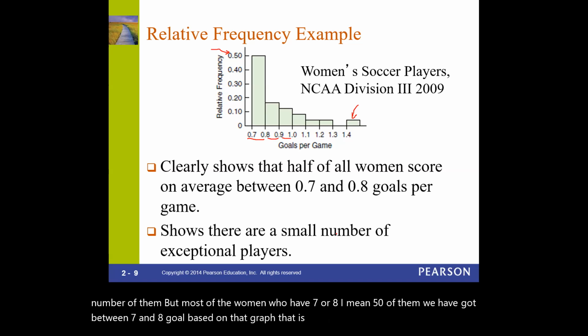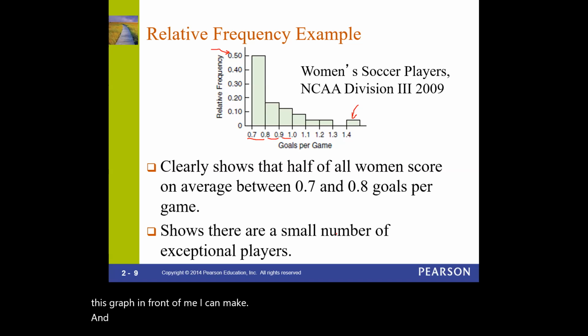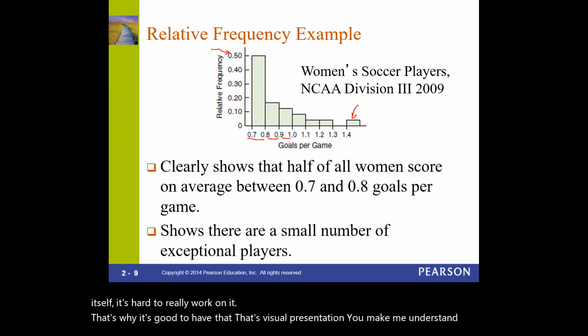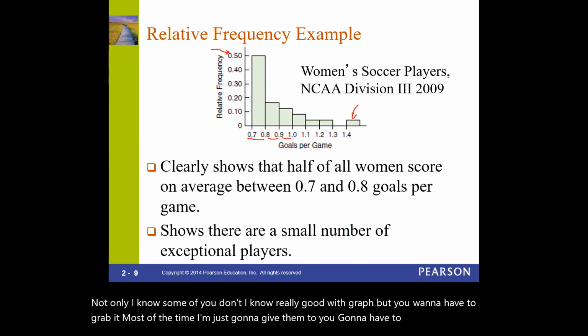All right. So when I have this graph in front of me, I can make interpretations, I can make inferences, so I can have an idea. But if I'm given the raw data itself, it's hard to really work on it. That's why it's good to have that visual representation. It makes me understand better. I know some of you are not really good with graphs, but you won't have to draw them most of the time. I'm just going to give them to you. You're going to have to study them anyway.